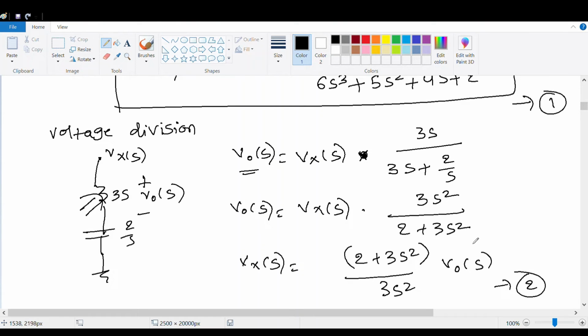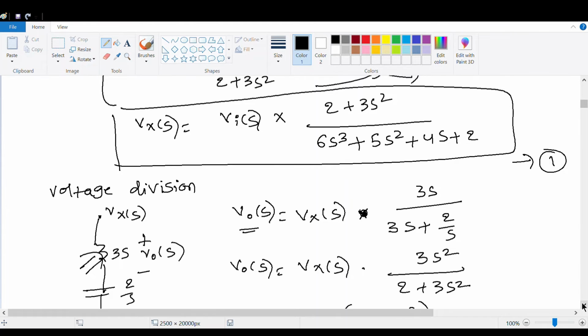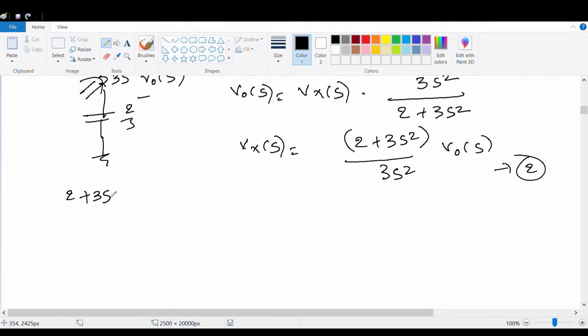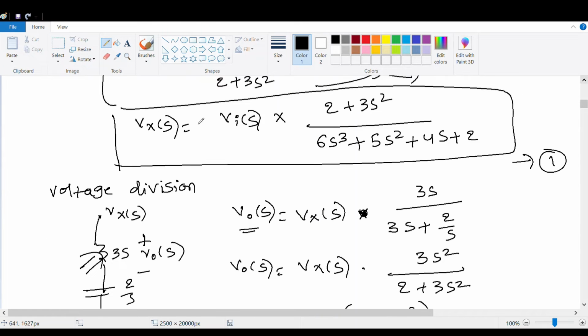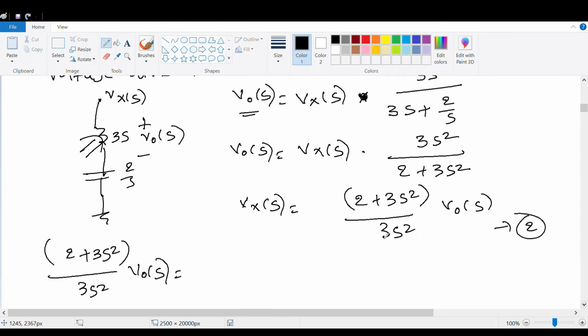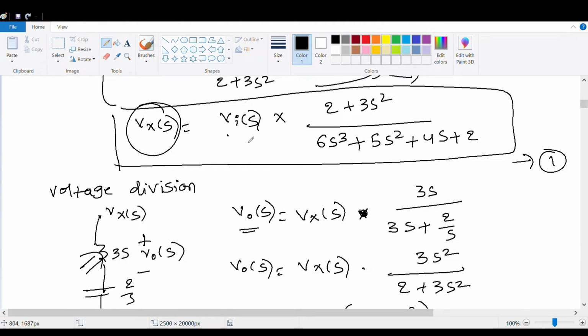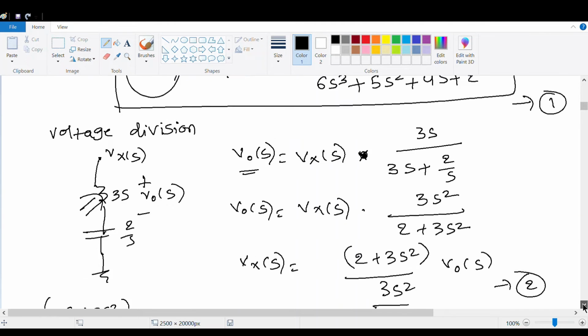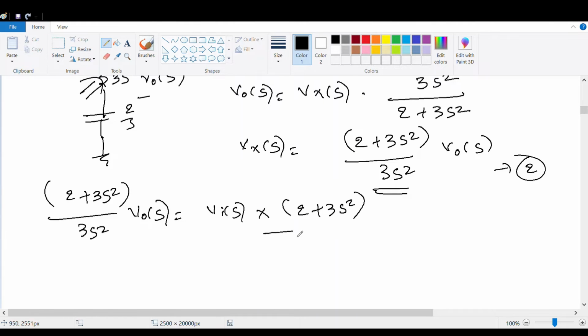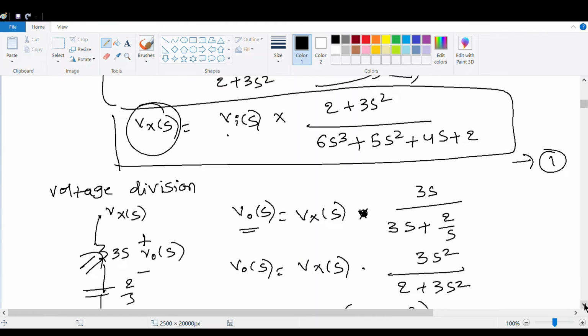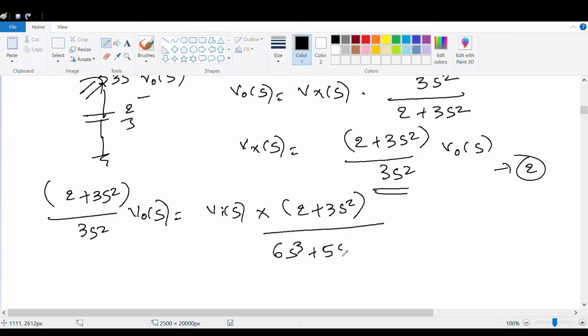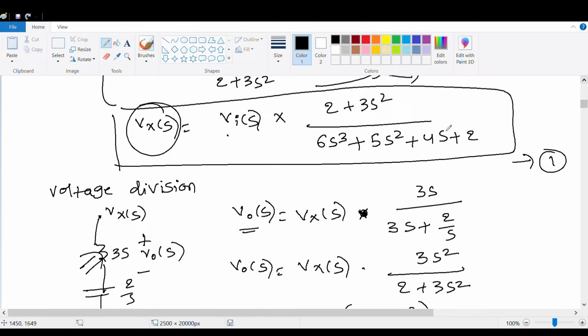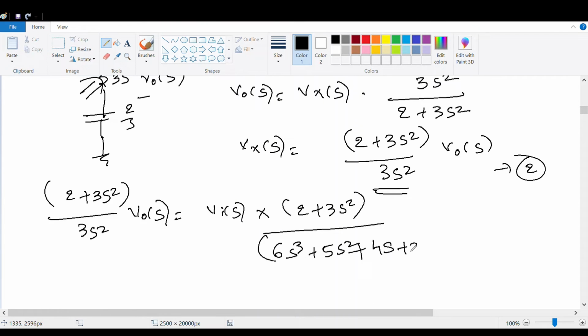Now put equation 2 in 1. In the place of Vx of s we write equation 2, this thing, 2 plus 3s square by 3s square V naught of s, and on the other side Vi of s into 2 plus 3s square, by 6s cube plus 5s square plus 4s plus 2. So now you can cancel this and this.